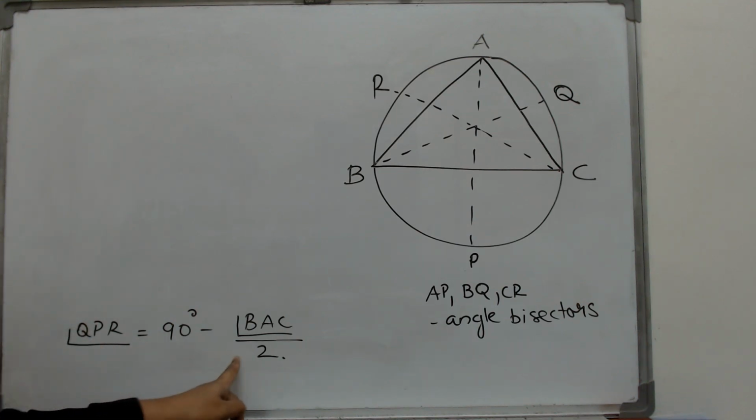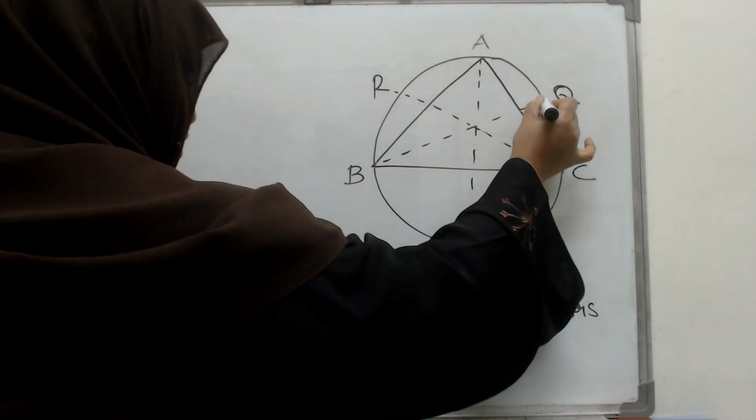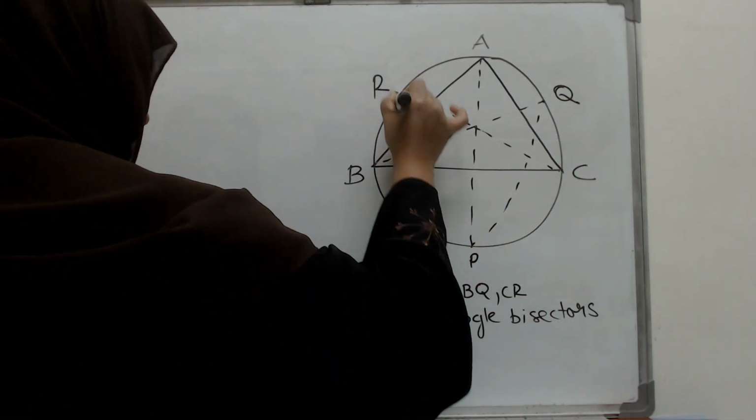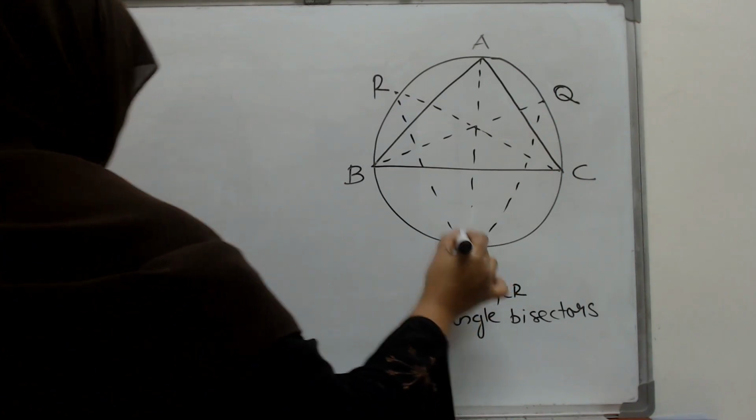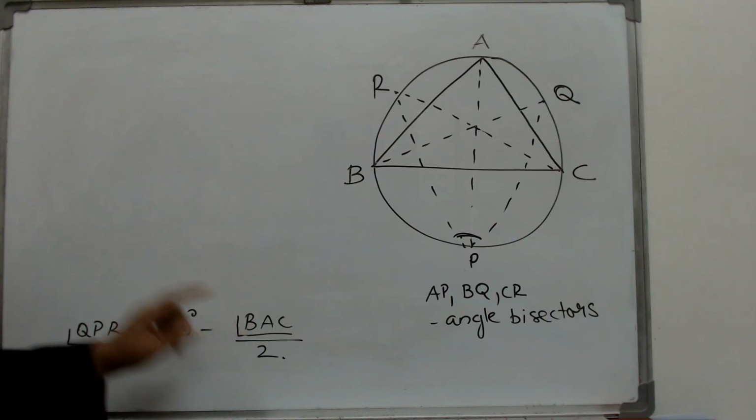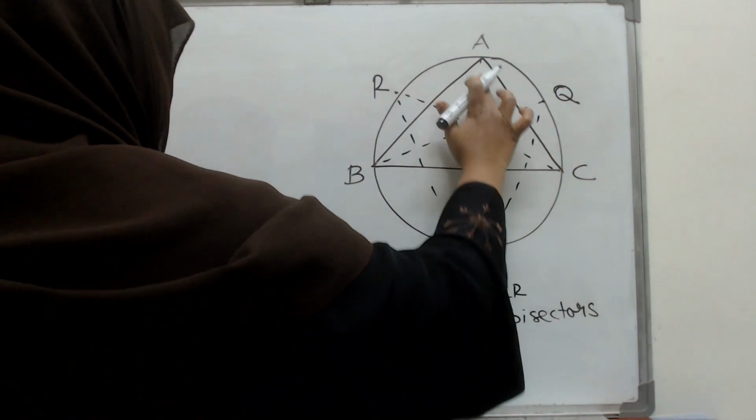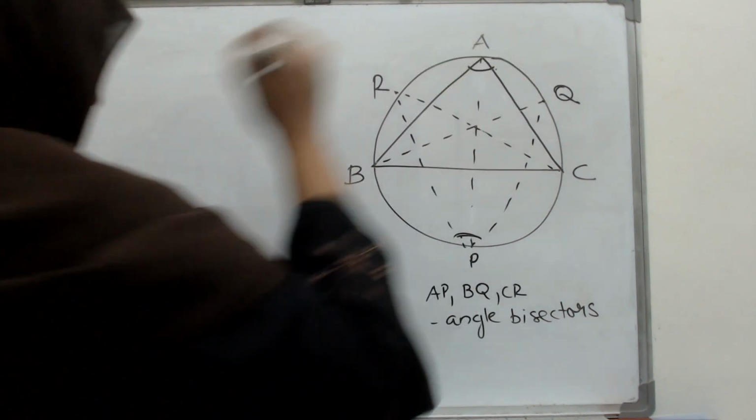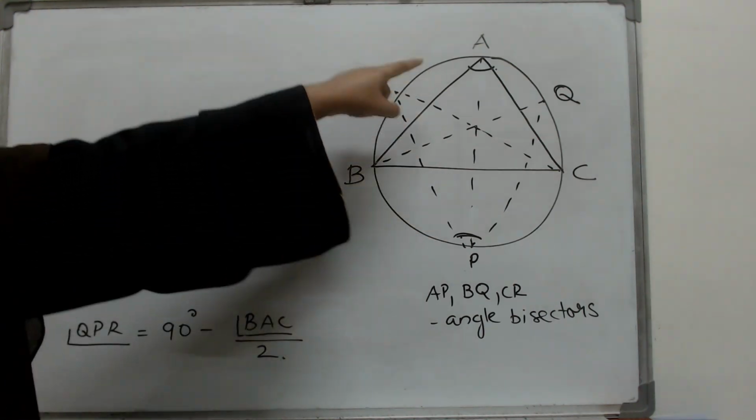What we need to do is prove this result. Just look at this angle. What is this angle? It is QPR. This entire angle. That is what this angle is. And what is this angle? BAC. It is this entire angle. What you have to prove is this result which connects these two angles.